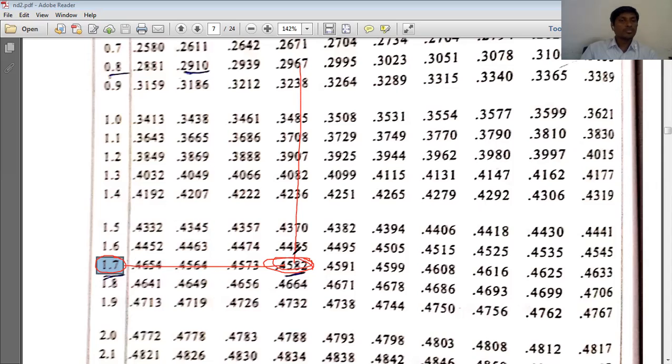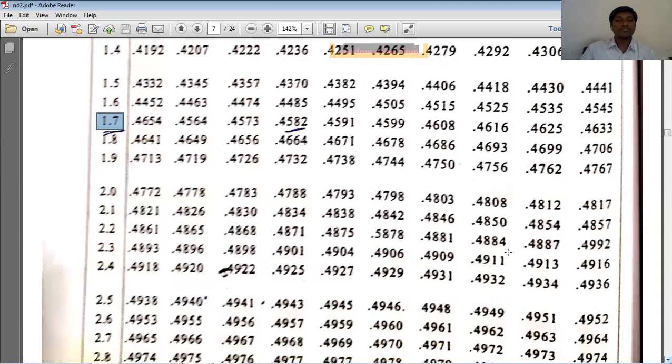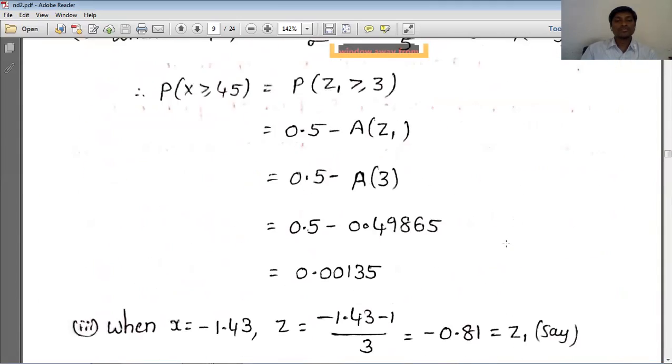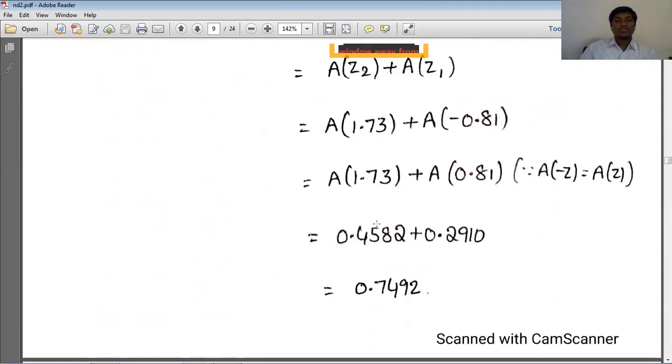And next, 0.81. 0.8 is this row and 1 is the column, giving 0.2910. Those values we substitute: 0.4582 plus 0.2910, and adding we get 0.7492.